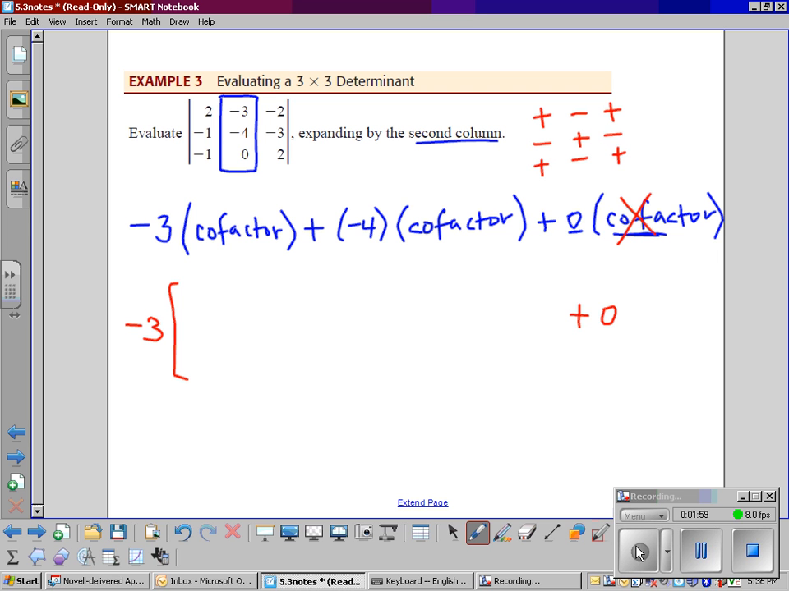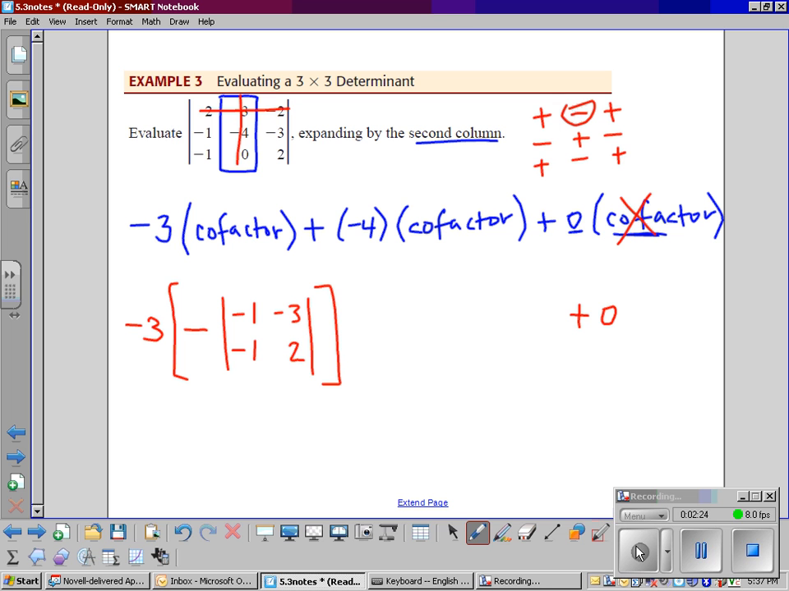And since I'm talking about row 1 and column 2, I'm going to start with a negative. So I want the opposite of the minor. And the minor is the determinant that I get when I take out the row and the column of that element. So what's left is -1, -3, -1, and 2. So that's my first element.